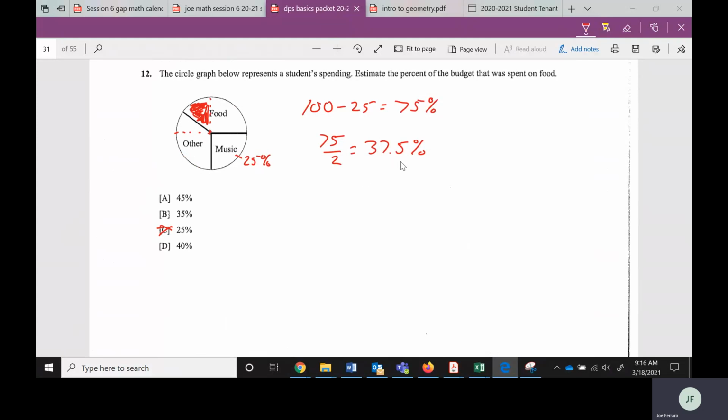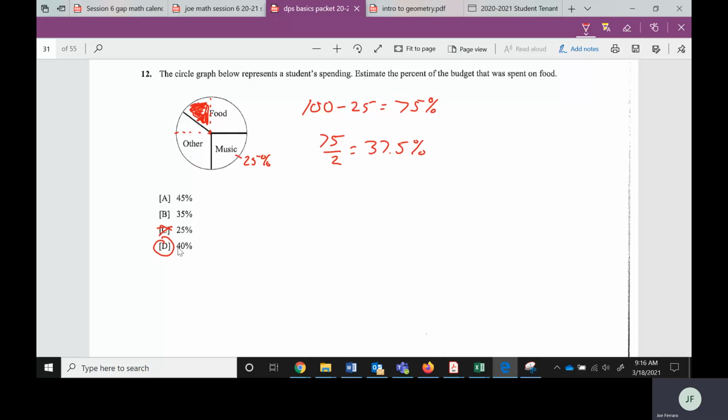So if they were equal, we said it would be 37.5. Okay, but it says food is just a little bit bigger, so I'm going to go just a little bit bigger than 37.5, and I'm going to say 40. Which would mean this one would be 35, and that seems like it would make sense. 45 isn't a bad guess, but I think this looks bigger than 30. So again, it's an estimate. Even though estimating, you're not going to get it exact, there is an answer that will be better than the other answers.